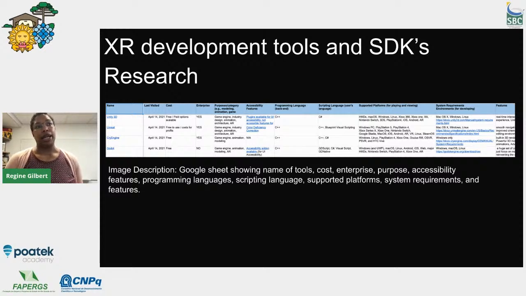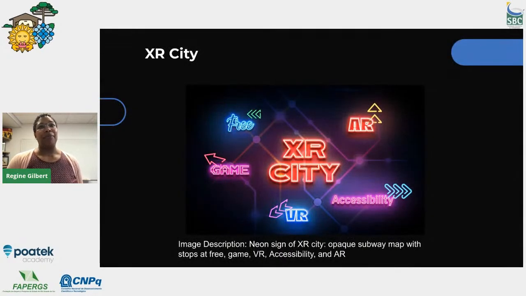So my grad assistant and I created, it's quite a large spreadsheet of different tools, the cost, if the tools are enterprise or not, the purposes and categories for which they're used, accessibility features, if there are any, the back-end programming language, the scripting language, the supported platforms, the system environments, and the features. So after we put this all together, I said, what is a digestible way for folks to see this? My grad assistant and I came up with XR City.